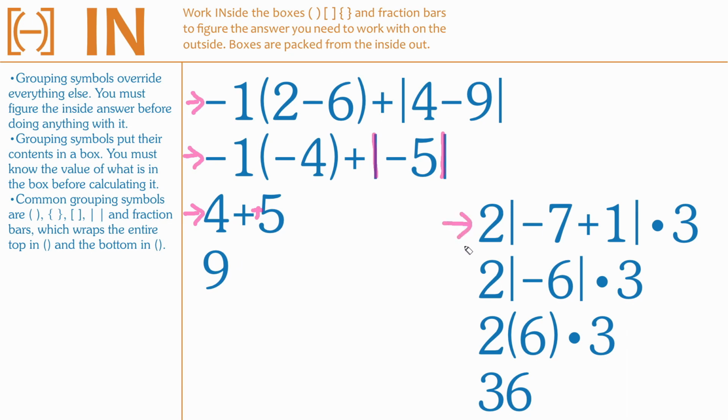Let's go over here now. Absolute values, let's work inside. -7 plus 1, and it comes down here to a -6. I couldn't do everything else. It's all tied up. Follow your order of operations, inside, outside. I'm not done inside, so I can't go outside. Now, 2 times the absolute value of -6. Well, what's the absolute value of -6? I bring it down here.